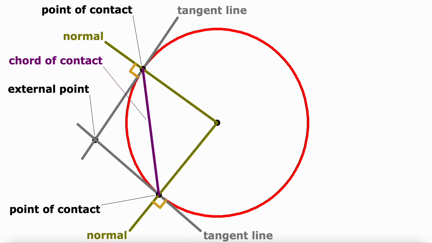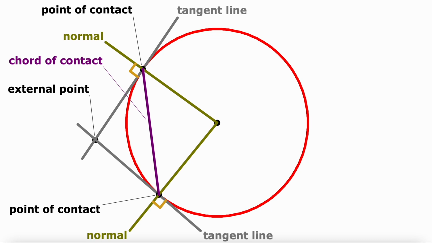An external point is a point that lies outside the circle. Given an external point, we can draw only 2 tangent lines to the circle from it. A tangent line is a line that touches a circle at exactly 1 point. Unlike secant lines, tangent lines never cross the circle. We can draw infinitely many tangent lines to a circle. However, from an external point, we can draw only 2 tangent lines to it.